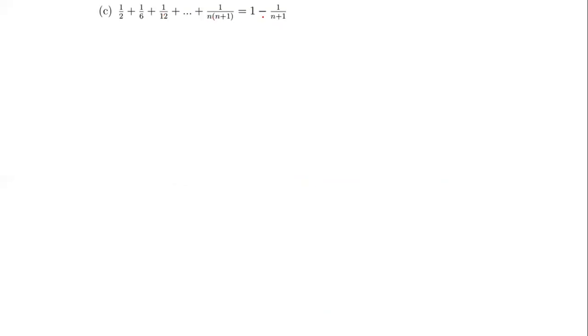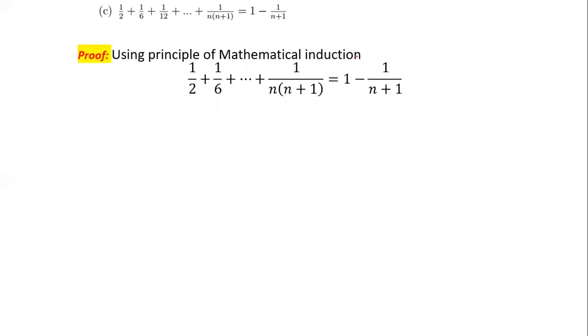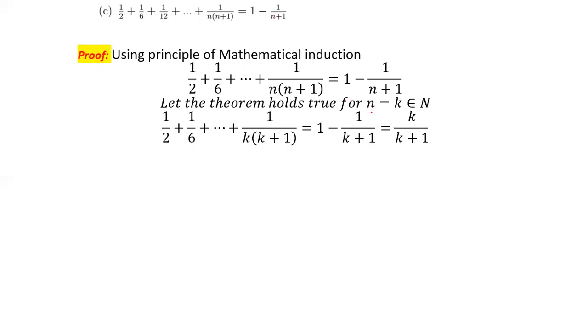The last, based on the mathematical induction, is 3, that is 1 over 2 plus 1 over 6 plus 1 over n into n plus 1 is equal to 1 minus 1 over n. And therefore, using again the same principle, the principle of mathematical induction, we have this one. But if we subtract this one from there, this could be written in another form. So let's assume anyways the theorem holds true for n is equal to k. So when n is equal to k, if we substitute k in the place of n here, we can obtain this expression, and the difference between these two could be k over k plus 1.